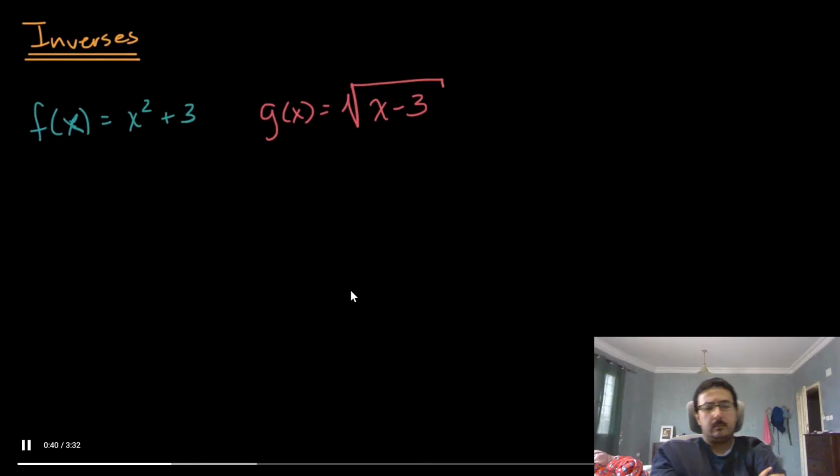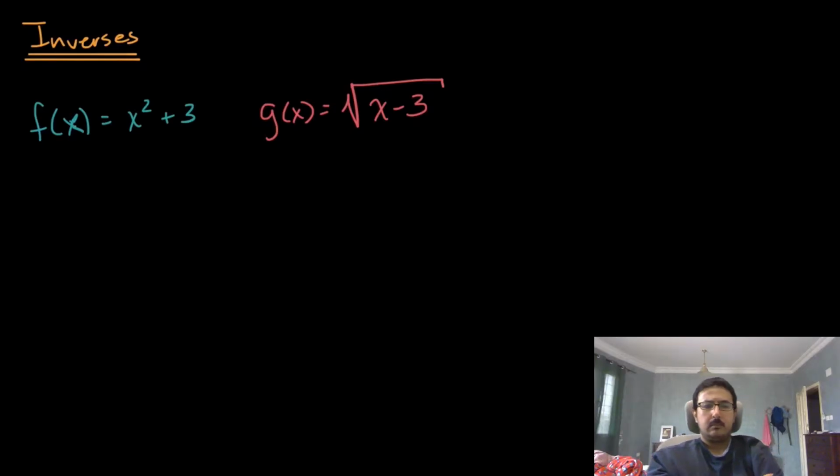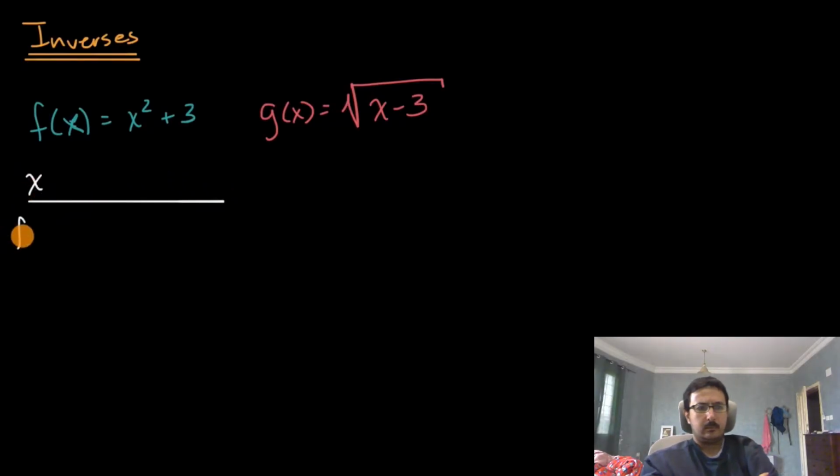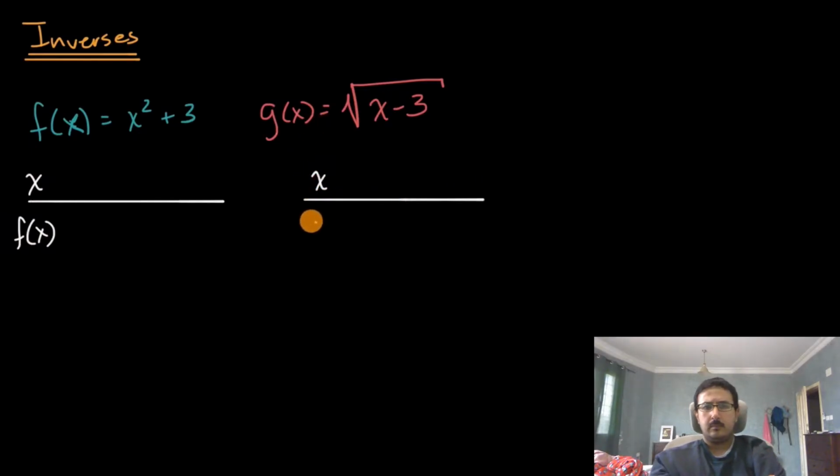Alright, now one approach is to try out some values. So, for example, let me make a little table here for f. So this is x, and then this would be f of x. And then let me do the same thing for g. So we have x, and then we have g of x. Now, first let's try a simple value. If we try out the value 1, what is f of 1? Well, it's going to be 1 squared plus 3. That's 1 plus 3. That is 4.